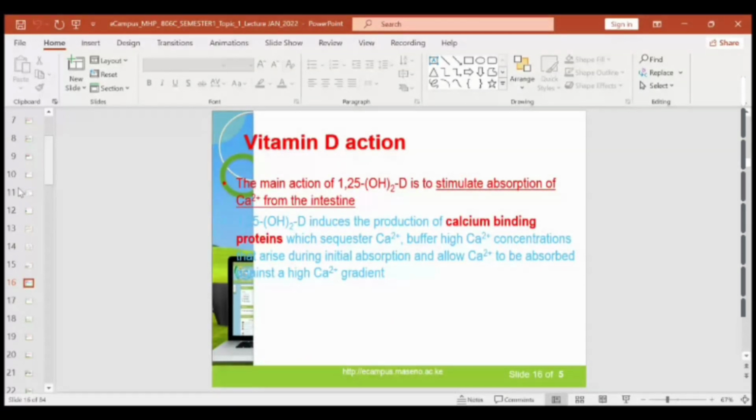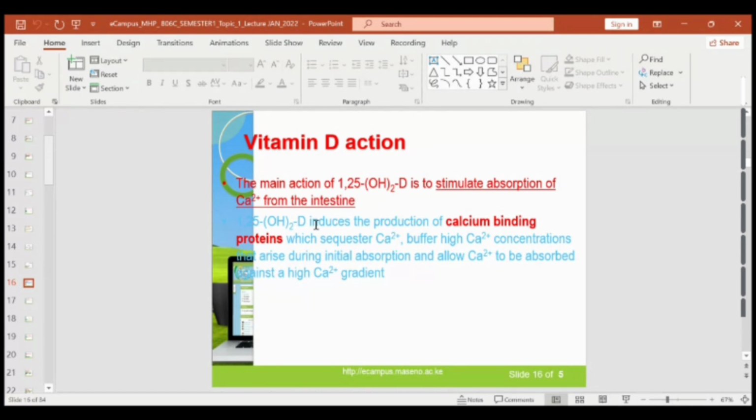So the main action of 1,25-dihydroxycholecalciferol, or in simple terms, as you can see in that abbreviation, we write 1,25-dihydroxycholecalciferol, or simply call it vitamin D3, means it has been activated. This is the stimulant that causes absorption of calcium from the intestine. Without it, absorption will not be able to take place. And we will later see the significance of that in relation to how some conditions such as rickets come into place.